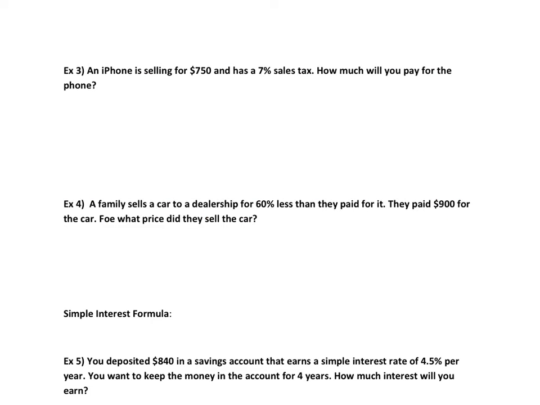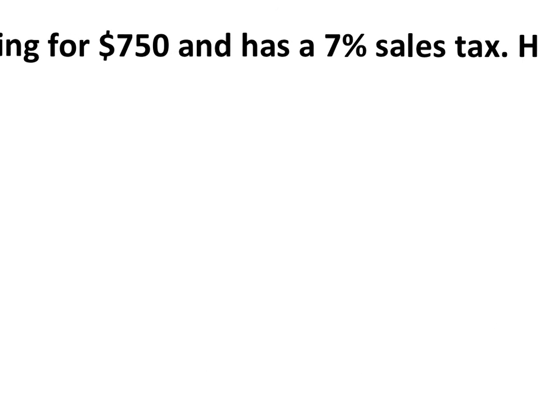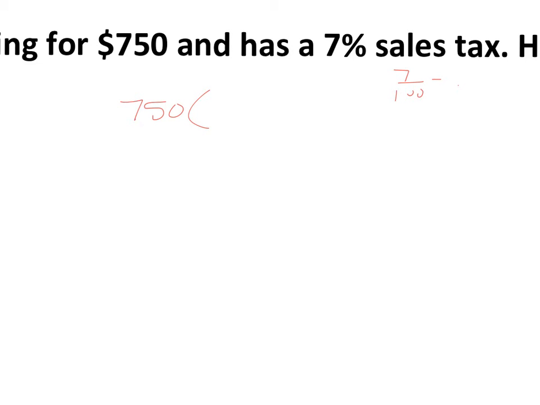All right, so in example 3 here, it says an iPhone is selling for $750 and has a sales tax of 7%. How much will you pay for the phone? Again, it's the same type of setup. We've got something for sale at $750. So $750 times, again, remember that this is saying 7 out of 100 or just 0.07.